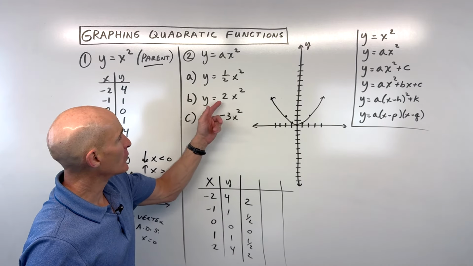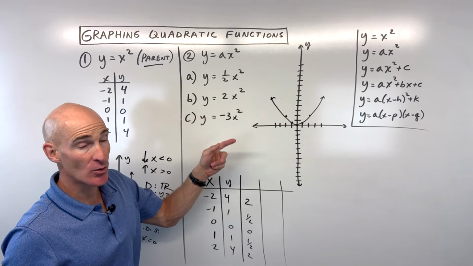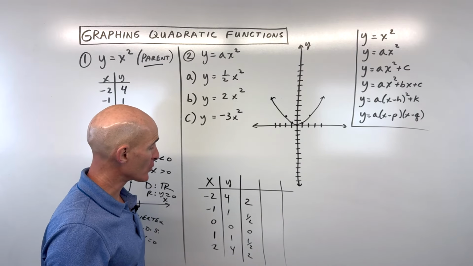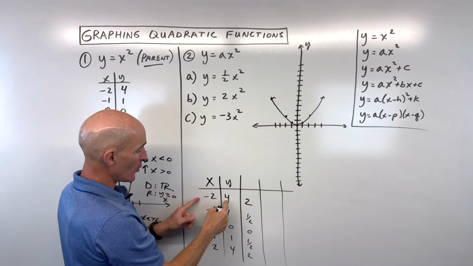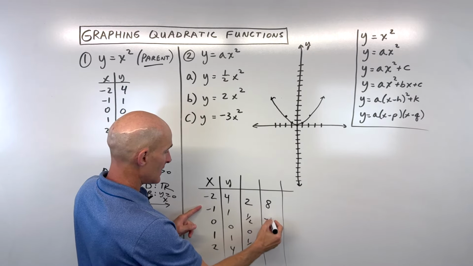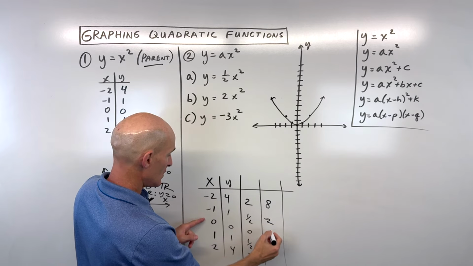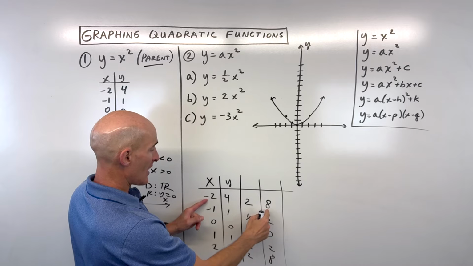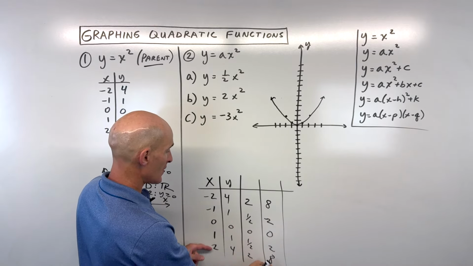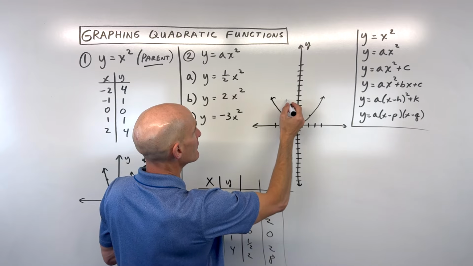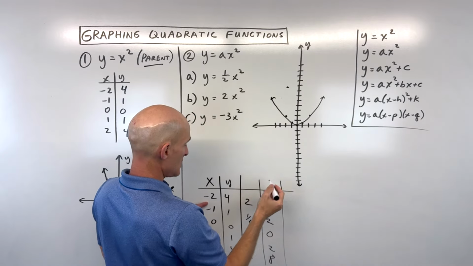Okay. Now, if we were to look at letter B here, 2x squared, because this number is bigger than 1, it's going to be a vertical stretch by a factor of 2. So I'm going to multiply these y coordinates by 2, which is going to give us 8, 2, 0, 2, and 8. I'm going to plot these points in these two columns. So -2, 8 would be, let's see, 2, 3, 4, 5, 6, 7, 8.